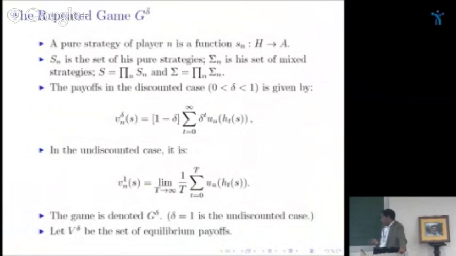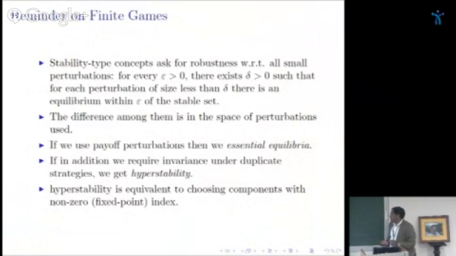Okay. So what I want to do is to try to define some notion of stability for this game. To do that, I want to go back to finite games and see what we know from finite games. Okay, so this is a very quick and imprecise reminder on what happens in finite games. Notions of stability ask for robustness of equilibria with respect to perturbations. Which means for every epsilon, there is a delta such that if you're within delta in the perturbation space, then you're within epsilon of the solution you want. And these are set-valued solutions, so you're within epsilon of the set of solutions.